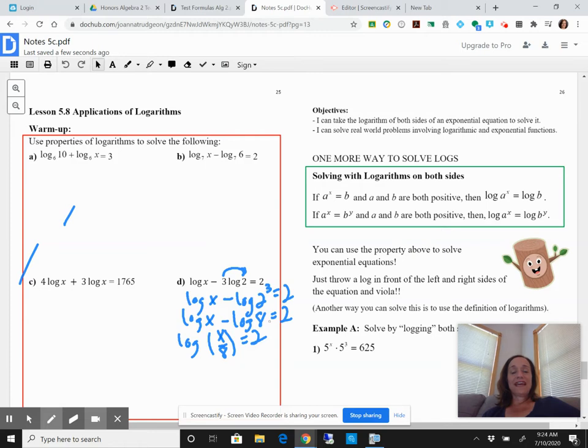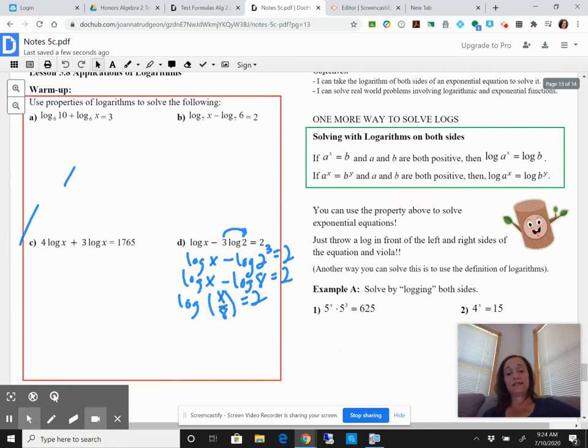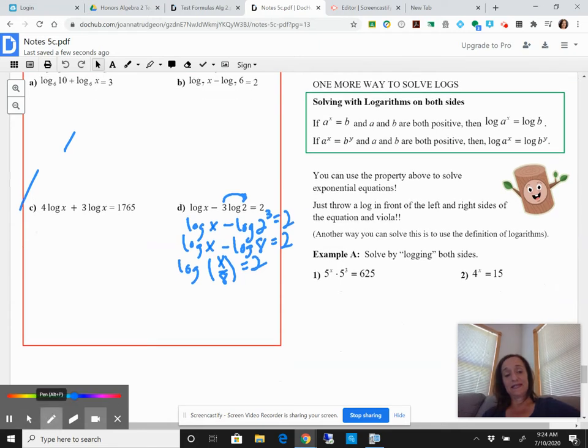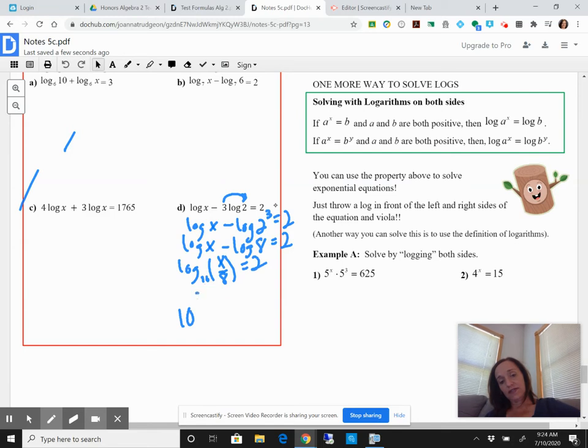Now, this one doesn't have a base shown, but there is a base. The base is 10. So if I put a little 10 there, 10 squared equals, I'm using the definition of logarithms here, 10 squared equals the argument, x over 8, like that. 10 squared is 100. Multiply both sides by 8, x equals 800.